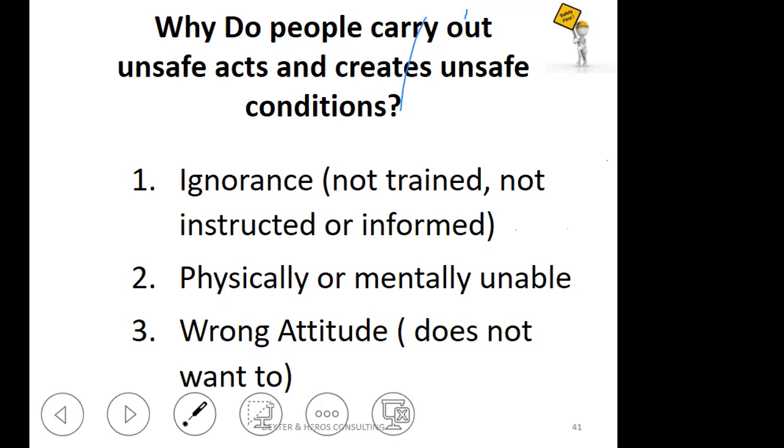The reason people create unsafe acts and unsafe conditions could be that they are physically or mentally unable. I have this guy who, for the past 15 years, has been working in this organization without leave. Nobody said he can't get leave. But anytime it's time for him to go for leave, management will come and beg him and say, let's monetize your leave now. As in, let's convert it to money.